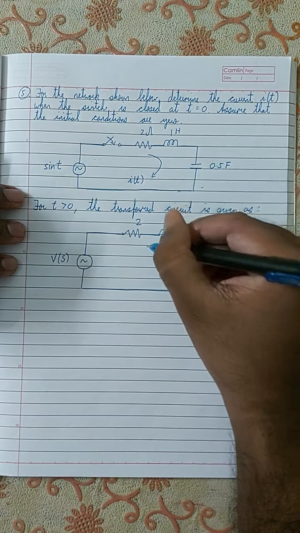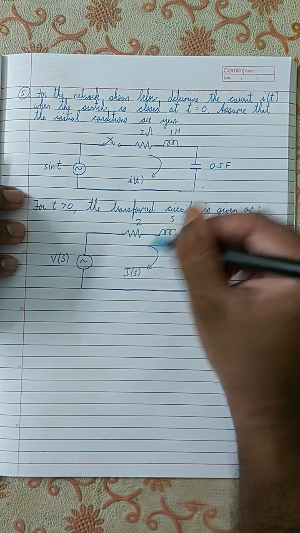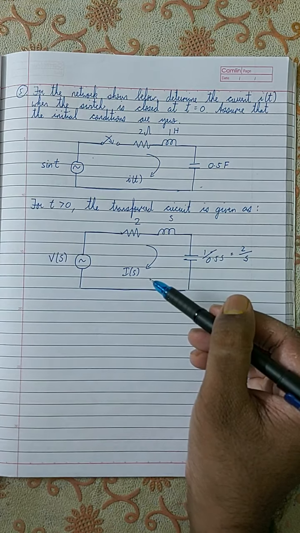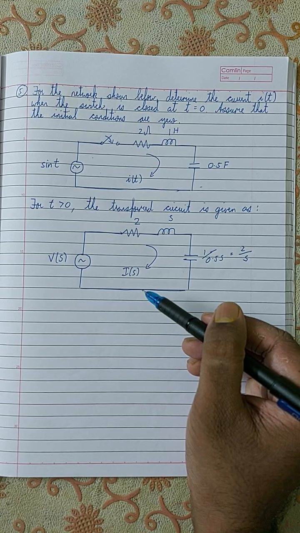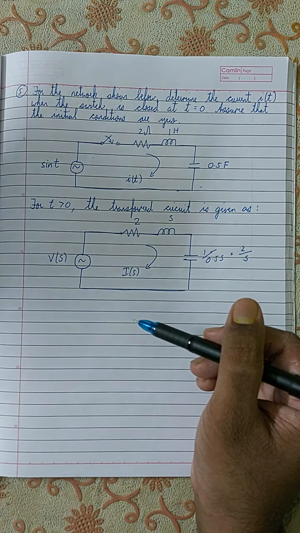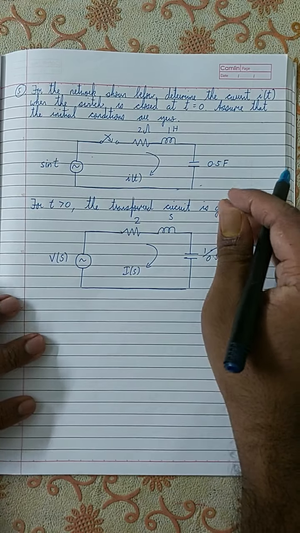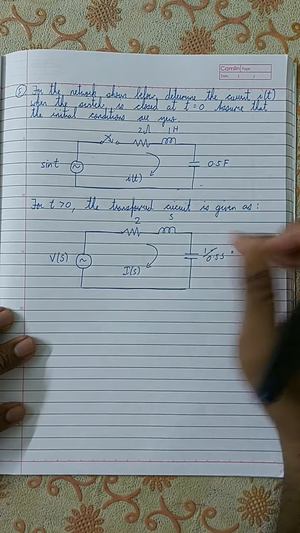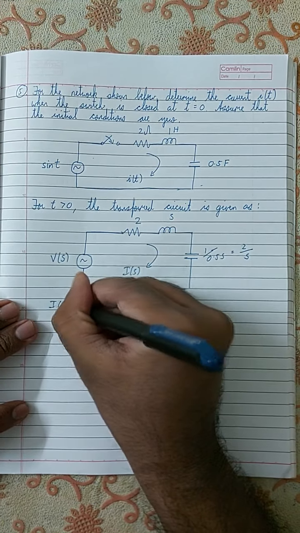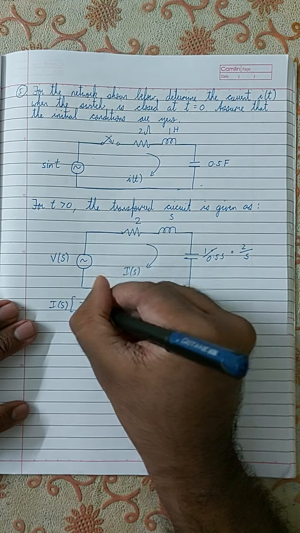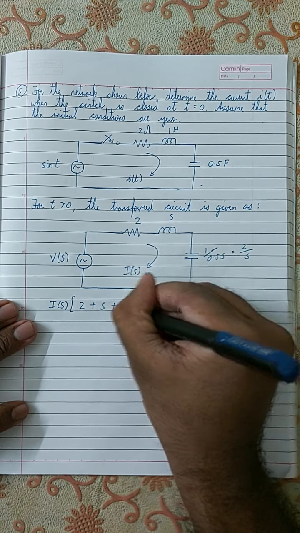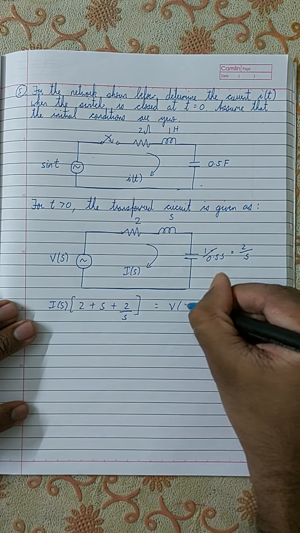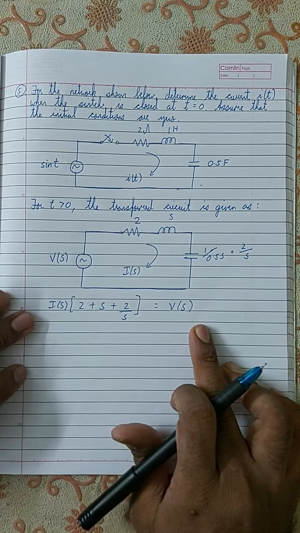I of s is the Laplace transform of I of t. The question is to find I of t, so we need to find the value of I of s, and after that find the inverse Laplace transform using partial fractions. So let's do this question. Writing the mesh equation, the Kirchhoff's voltage law equation, I of s into 2 plus s plus 2 by s is equal to V of s.